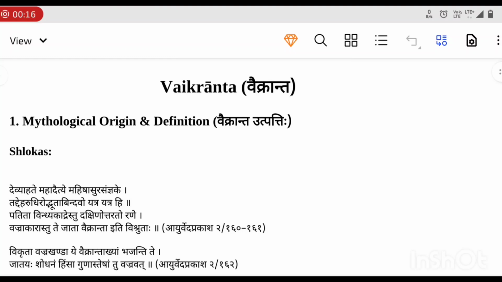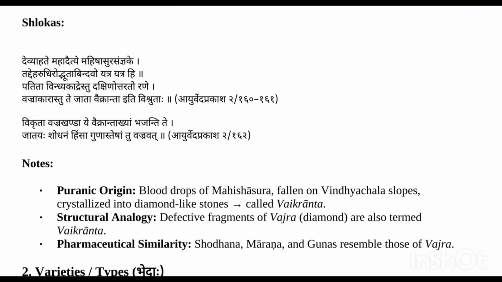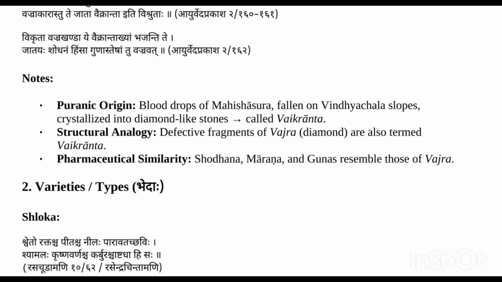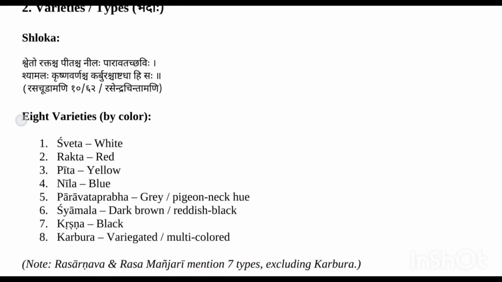In Puranic origin, the blood drops of Mahishasur fell on the Vindhyachal slope and crystallized into diamond-like shapes, so it is called Vaikrant. Also, by structural analogy, the defective fragments of Vajra are also termed Vaikrant, and pharmaceutical similarities with Vajra in Śodhana, Marana and Guna resemble. Now we see the types and varieties of Vaikrant.